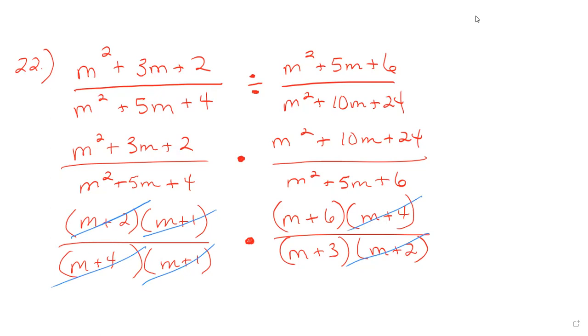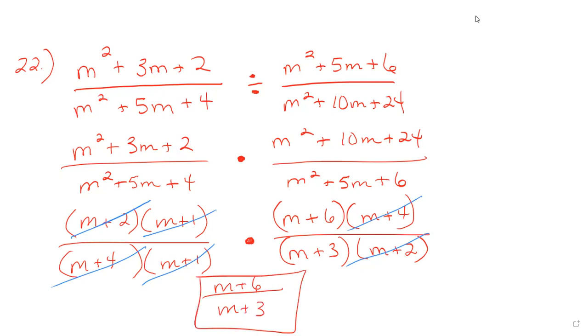I have an m plus 4 and an m plus 4. Those two are gone. I've got an m plus 6. There is no m plus 6 on the bottom. And I've got an m plus 3 on the bottom. Nothing like that on top. So my final answer here is going to be m plus 6 over m plus 3.